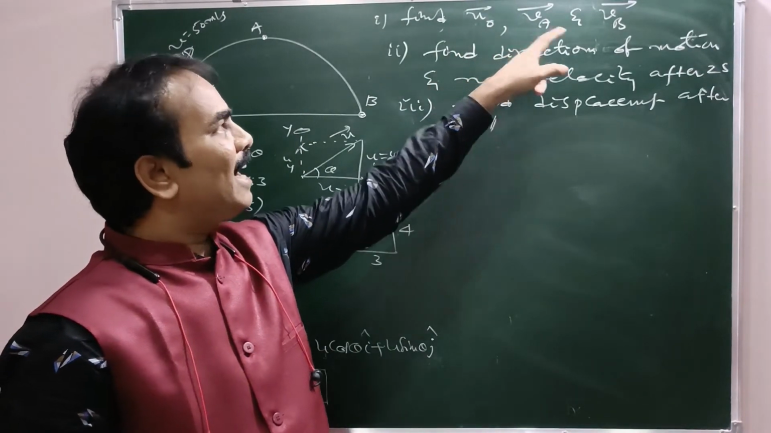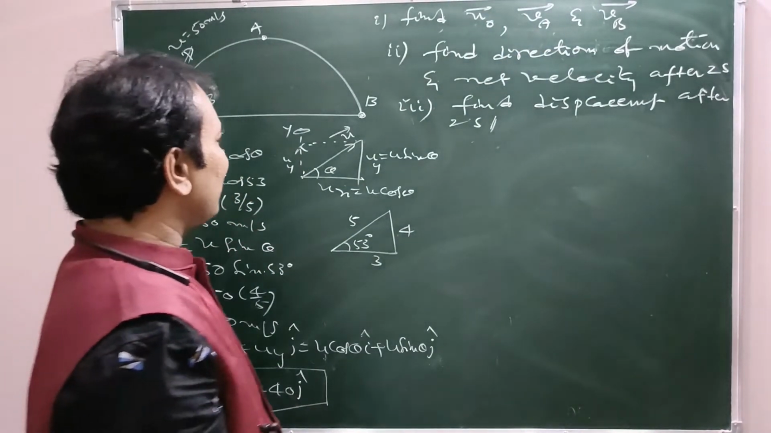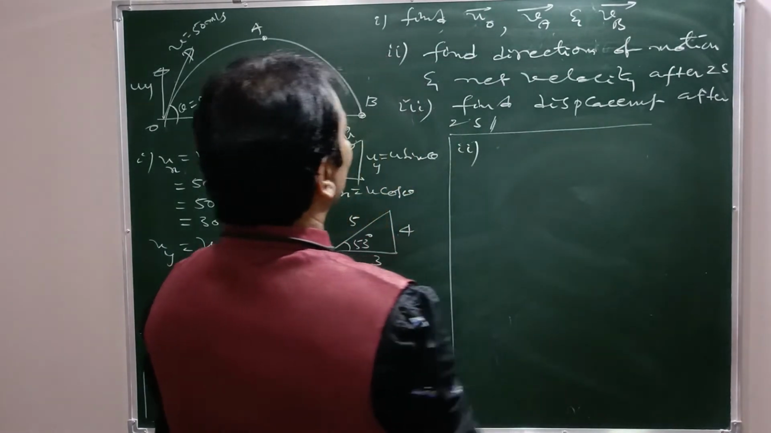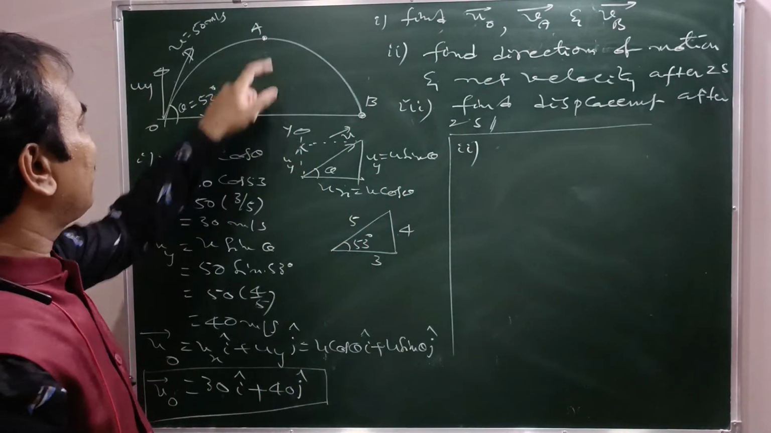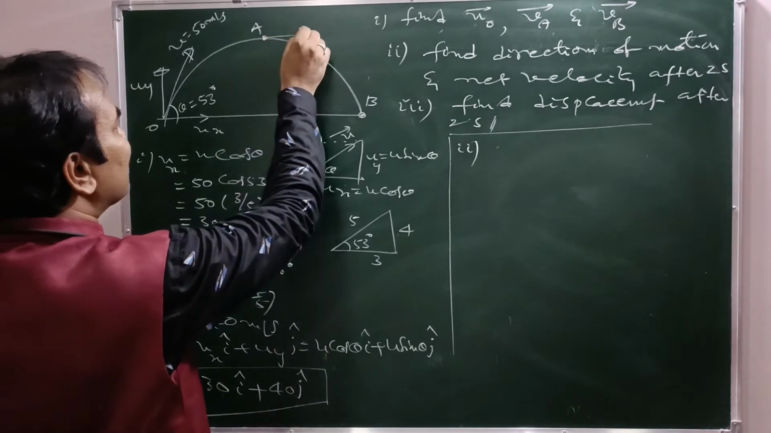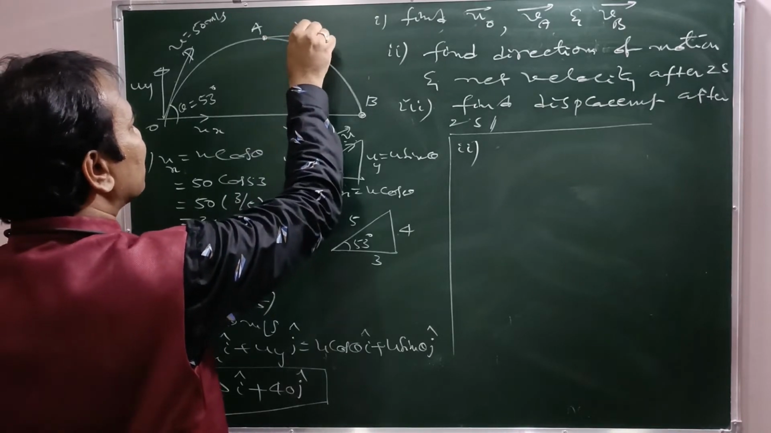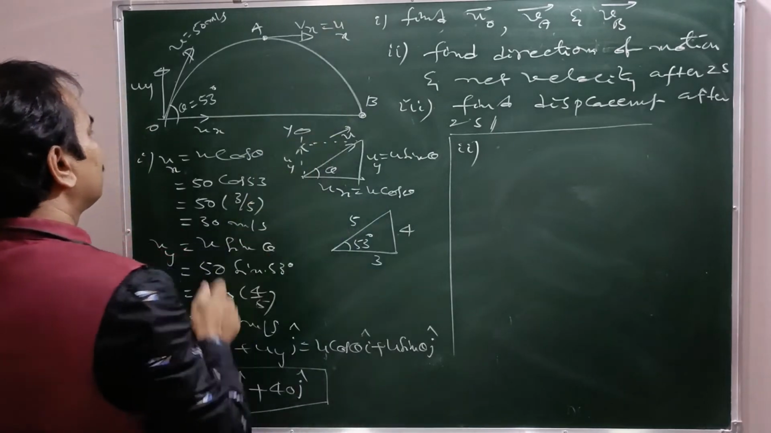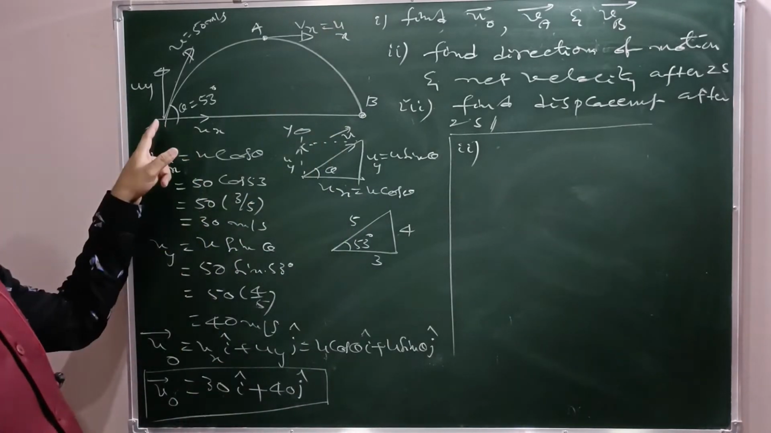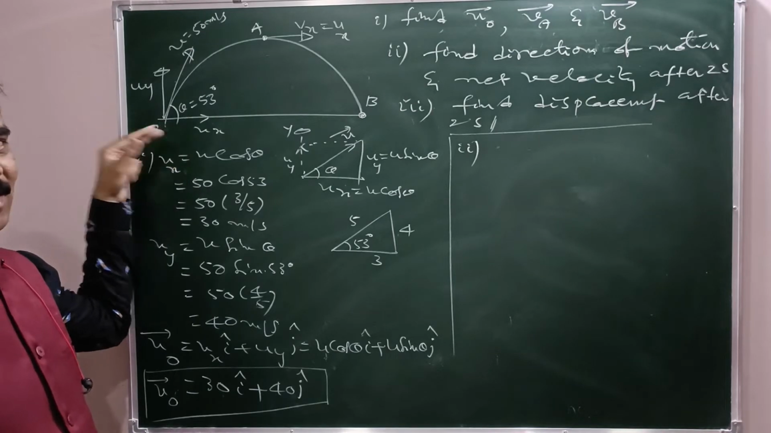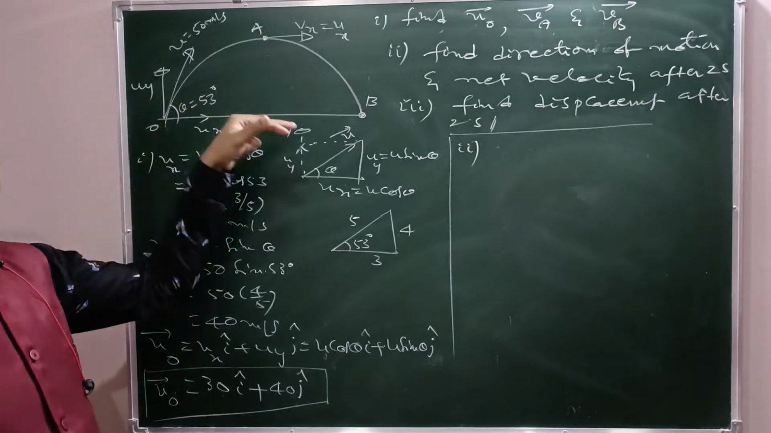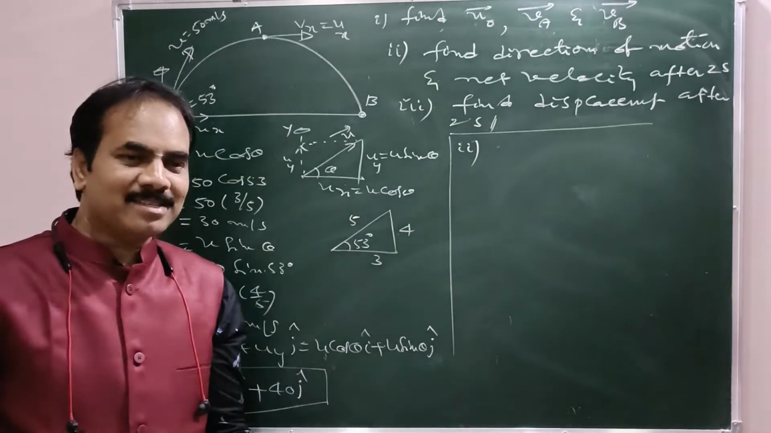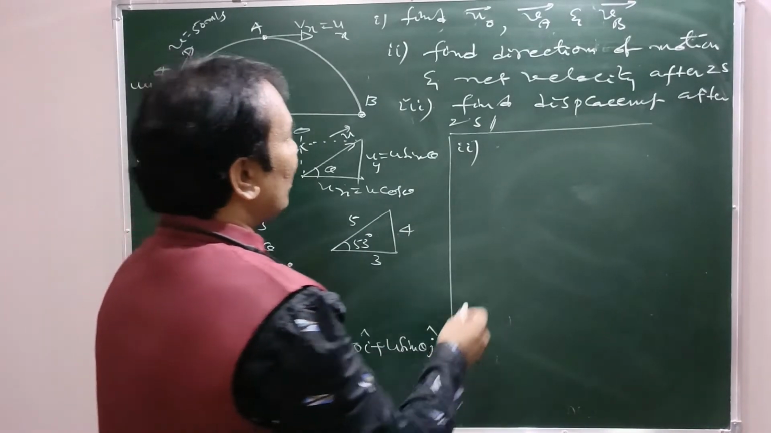Number 2, velocity at A. At point A we are left with the horizontal component, that is Vx becomes equal to ux, same as at the point of projection. Why? Because horizontal velocity remains the same at any point on the trajectory. Why? Because along the horizontal there is no acceleration, right?